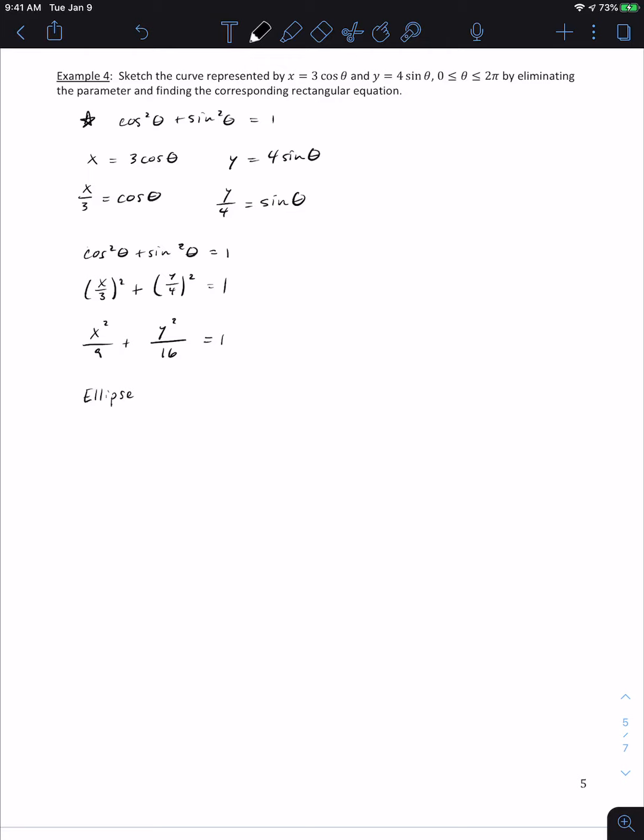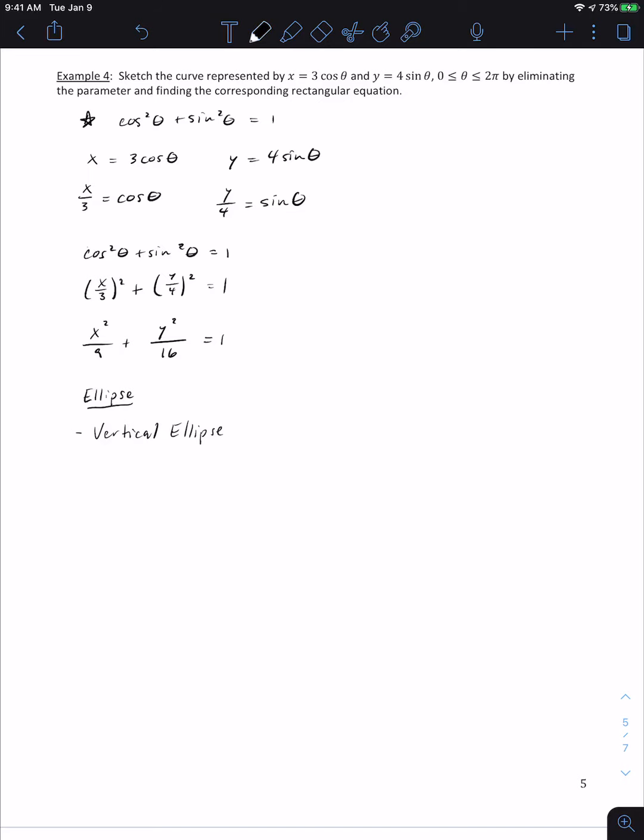right? And so let's talk about some properties of this ellipse. First, we know that since the y variable has the bigger denominator, this is a vertical ellipse. It has a vertical, like transverse axis, whatever. I can't remember the exact phrasing, but it's a vertical ellipse, right? So in other words, it looks like that.